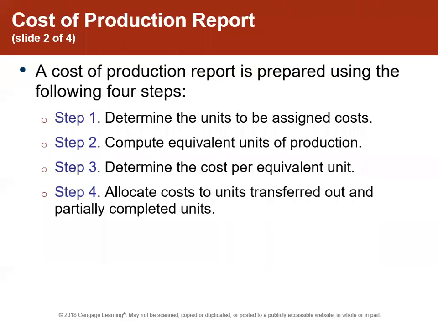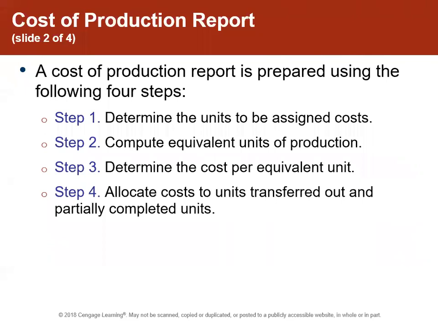Step 3, we're going to determine the cost per equivalent unit. And then step 4, we allocate those costs. That way, by the end, we have costs for what was completed and transferred to the next process or finished goods, and we have an ending inventory amount as well. Okay. So again, our end goal is to be able to assign costs.